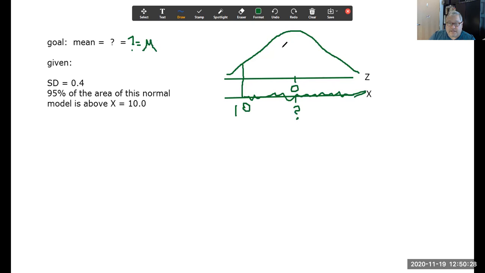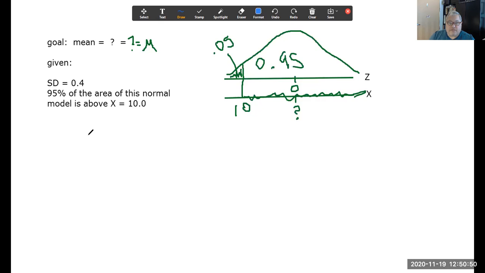I know that this area is 0.95, and I know that this area to the left of the marker, therefore, is the complement, the other 5% of the model. And so that's one of the two things I know.